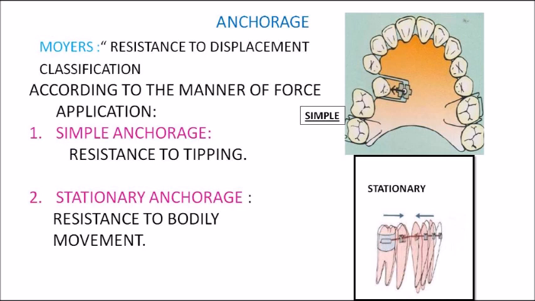So let's talk about simple anchorage. Simple anchorage is characterized by the resistance offered by the anchorage tooth to tipping moment. The resistance of the anchorage unit to tipping is utilized to move another set of teeth, which explains simple anchorage. Look at the picture on the right side marked as simple anchorage, where a palatally placed premolar is being pushed buccally by utilizing the rest of the teeth as anchor teeth. So the number of anchor teeth is greater than the number of teeth to be moved. This is the common example of simple anchorage.